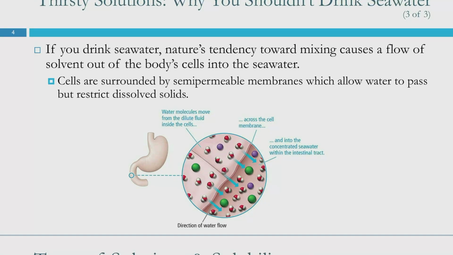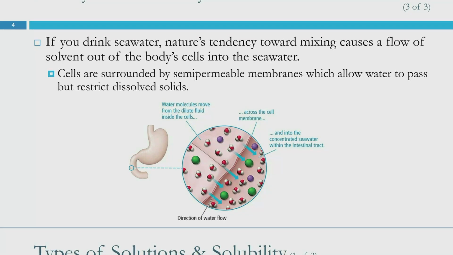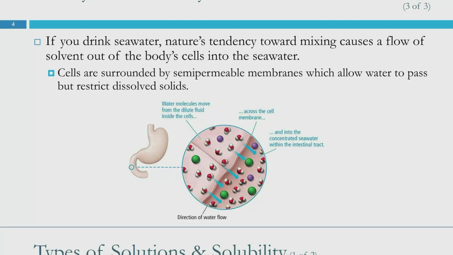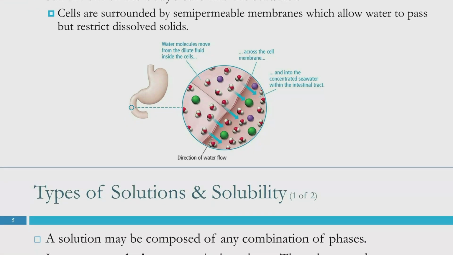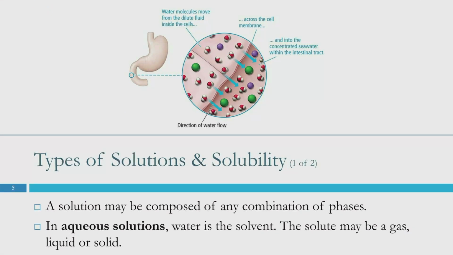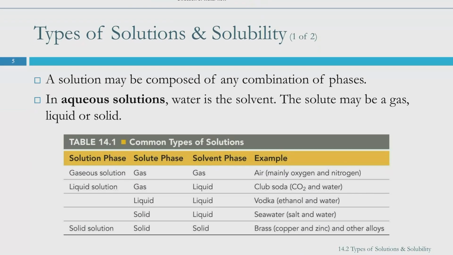So what happens when you drink seawater is that tendency towards mixing causes the solvent, the water, to drain out of your cells and into the seawater. They're pulled in by the intermolecular forces with those sodium chloride ions. It would go the other way, but your semi-permeable membranes stop the salt from moving through freely.